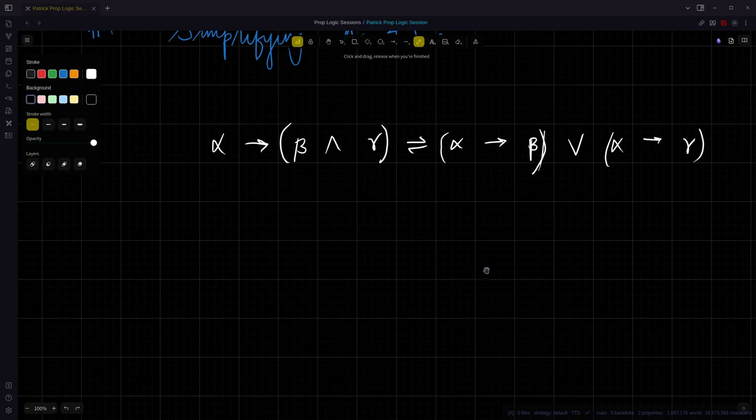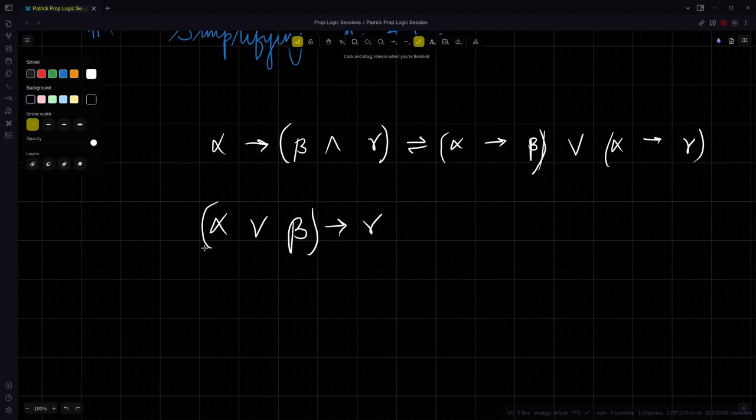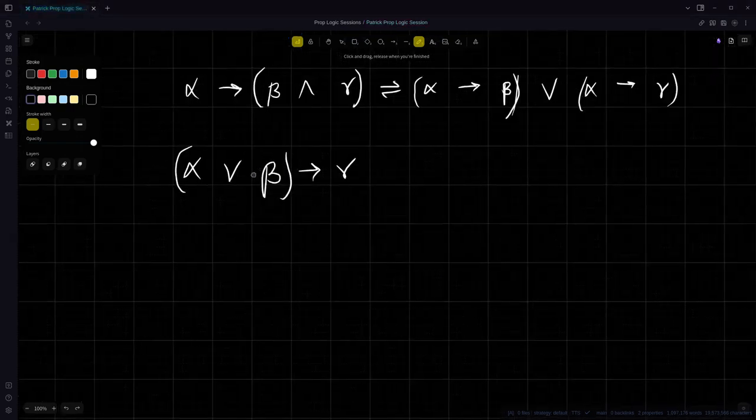And the same thing for, like, if you have alpha or beta imply gamma, right? You can just get one of them. So let's try doing that.